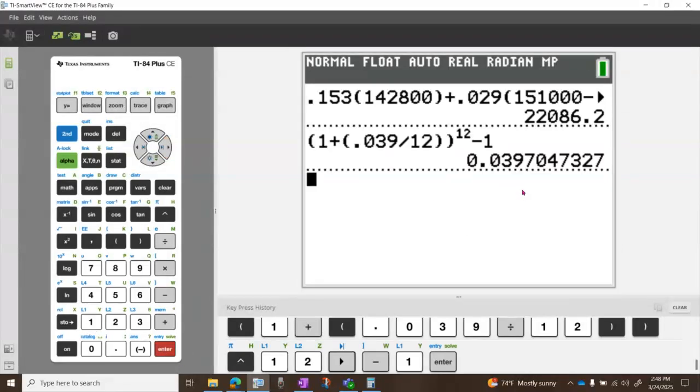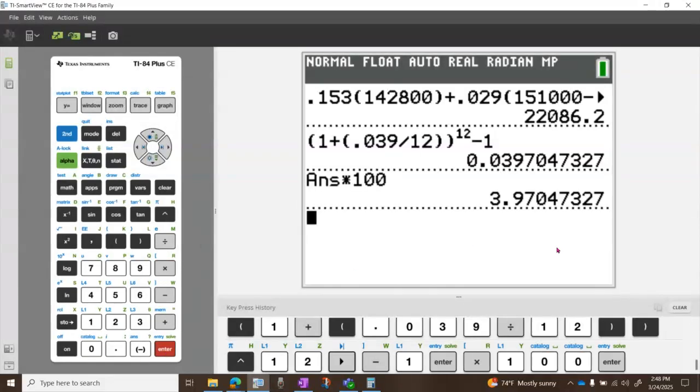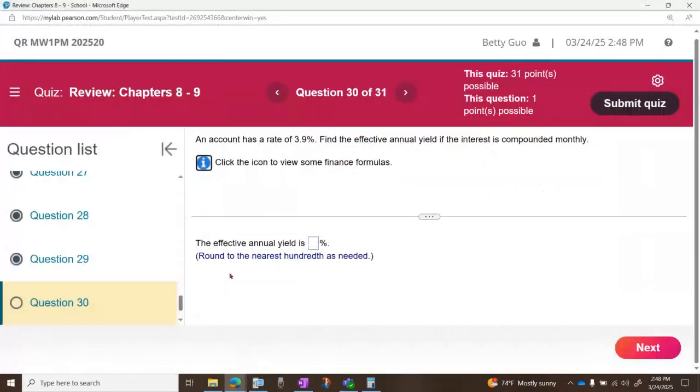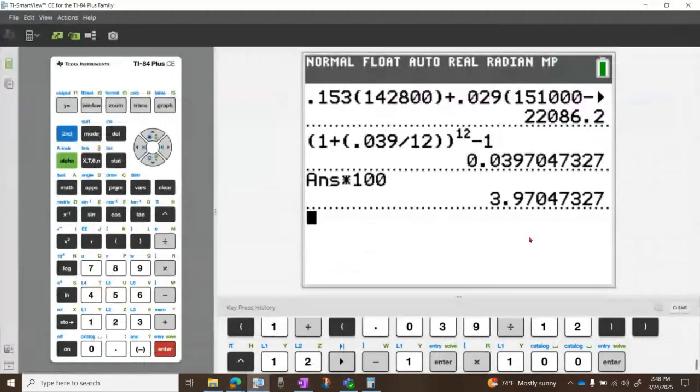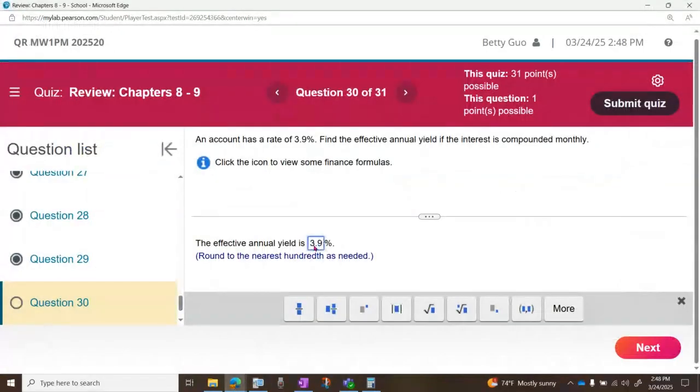And that's the effective rate in decimal, multiplied by 100, and then attach the percent sign. But we need to round the number. Round to the nearest hundredth as needed, 2 decimal places. So the 0 is going down, right? So 3.97%. That's the effective rate.